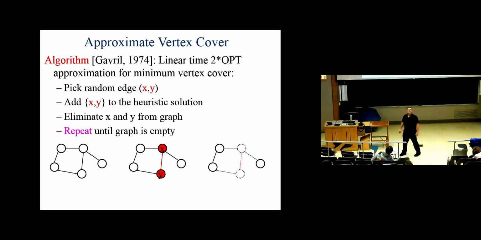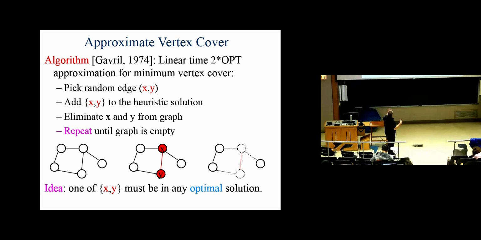Right? So do it repeatedly. Pick an edge, throw both of its endpoints, vertices, into the growing solution, eliminate that edge and its 2 vertices, repeat. Okay. And at the end, output that growing set of vertices that you accumulated throughout this process. That's it. That's the entire heuristic. So it's very simple. It runs in linear time.